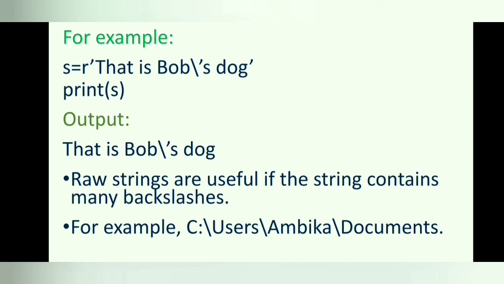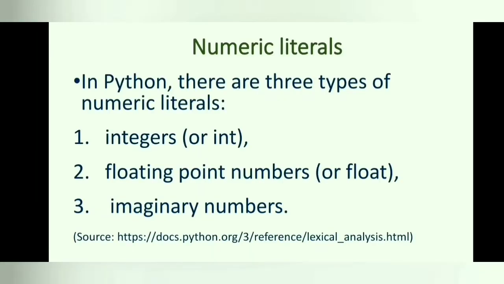Raw strings are useful if the string contains many backslashes, for example, \\user\ambika\documents. Numeric literals. In Python, there are 3 types of numeric literals: integers or int, floating point numbers or float, and imaginary numbers. There are no complex literals. Complex numbers can be formed by adding a real number and an imaginary number.